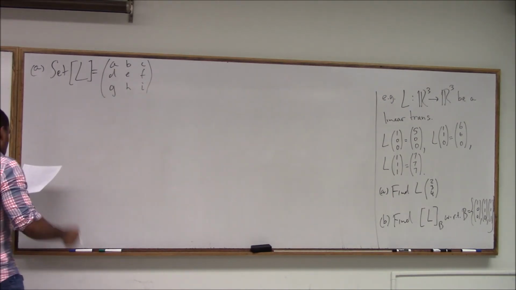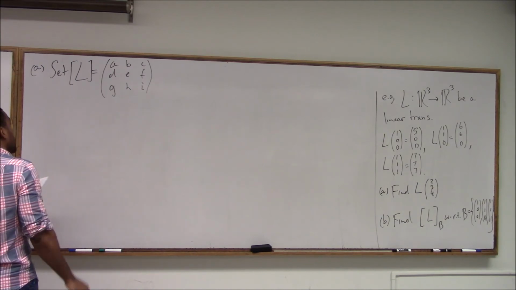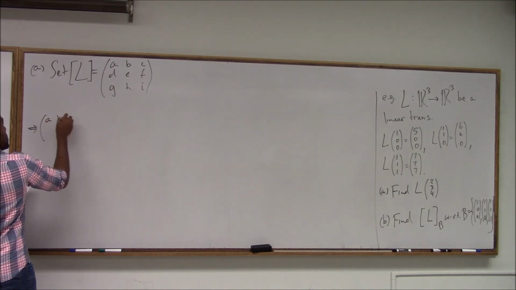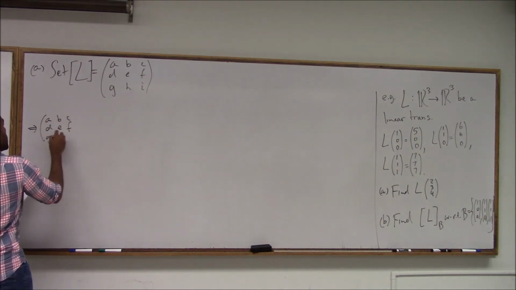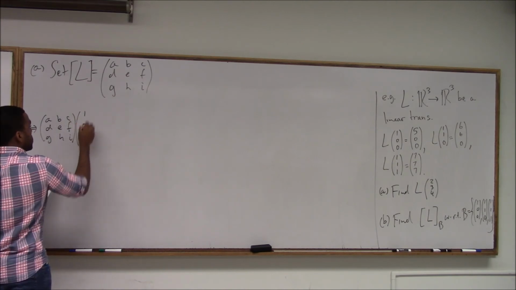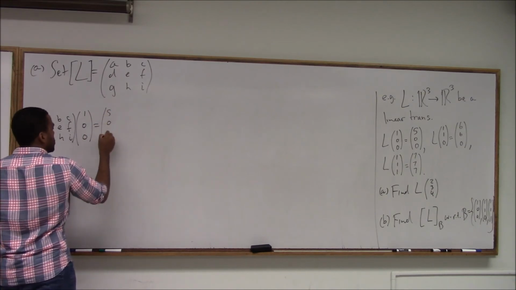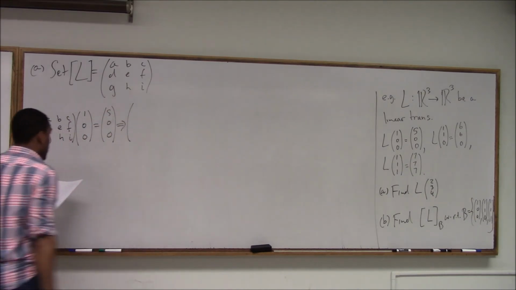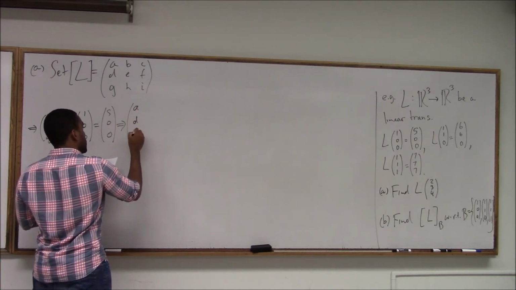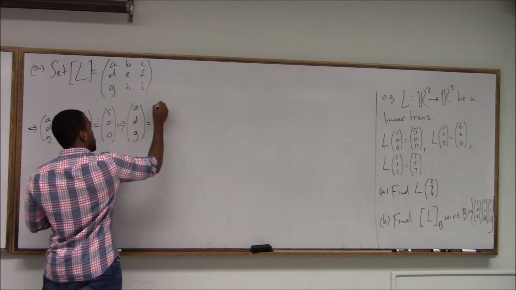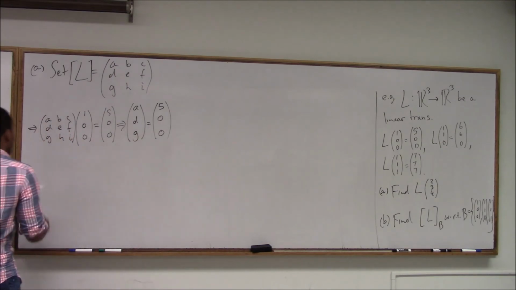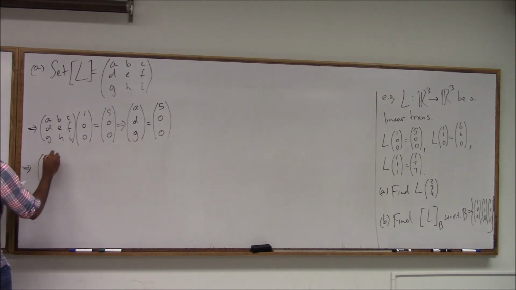Okay. So I would set that up, and this would mean if I take A, B, C, D, E, F, G, H, I and multiply it by 1, 0, 0, the result was 5, 0, 0. This actually implied, and I actually did the multiplication, so I'm just saying, this is A, D, and G. And that was equal to 5, 0, 0. So that immediately tells you A is 5, D is 0, G is 0.